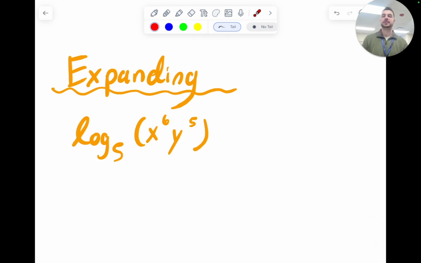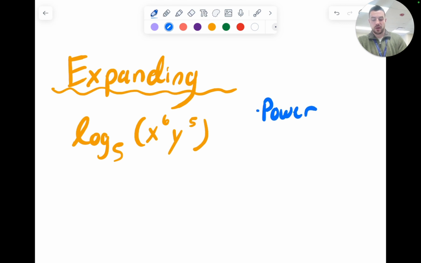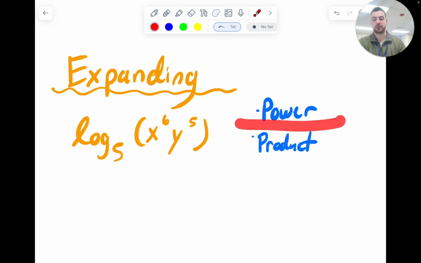We have log base 5 of x to the 6th times y to the 5th. Hopefully we recognize there's a couple different things going on here. First of all, we have exponents. That means we are going to use our power property. But then we also have multiplication going on in there, so we are also going to use our product property. What typically happens is students take a little bit to figure out which one of these we need to do first. If we used the power property first, we'd have to take our exponent and put it in front.